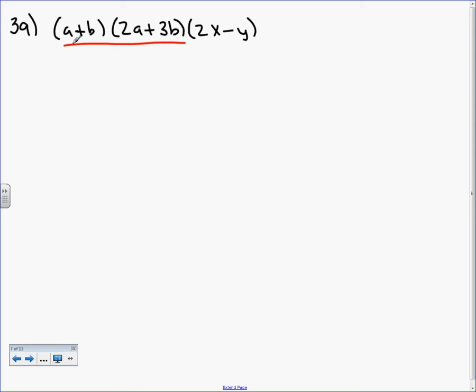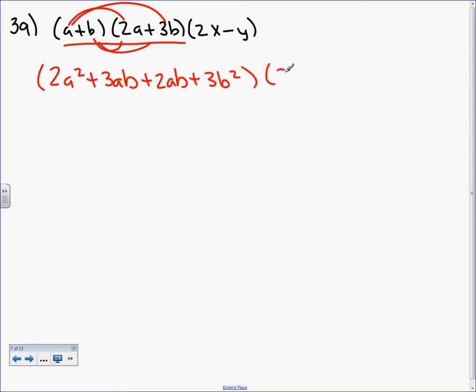Okay, when you foil, you're going to get first times first, that's 2a squared, right? That's plus 3ab, that's plus 2ab, or ba, same thing, right? Plus 3b squared. Is everybody okay with what I just did? And again, we're ignoring this for right now. It's still there, I'm just ignoring it.